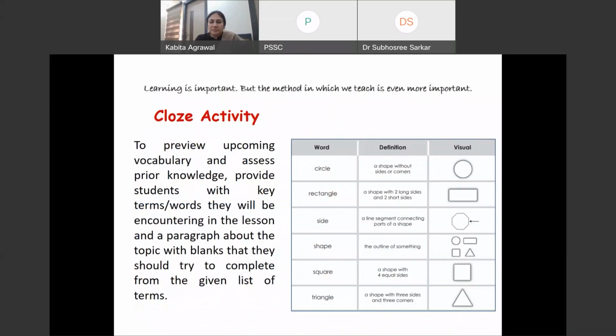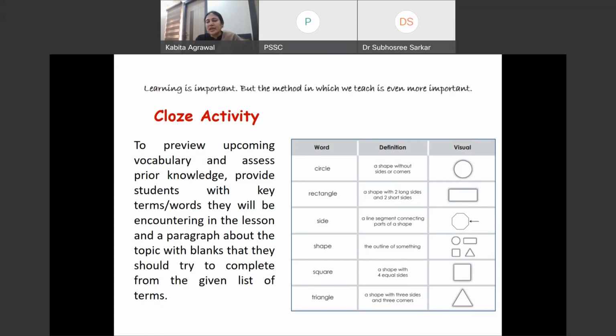Cloze activity. Again, this is an activity where you can make the children define or demonstrate a particular word or vocabulary, and help them have the vocabulary and what to say, the definition, or abstract what it means or what it stands for, before they even encounter these words in a lesson. Like for mathematics, I have taken here the example: circle, a shape without sides or corners; rectangle, again a shape with 2 sides and 2 other sides.